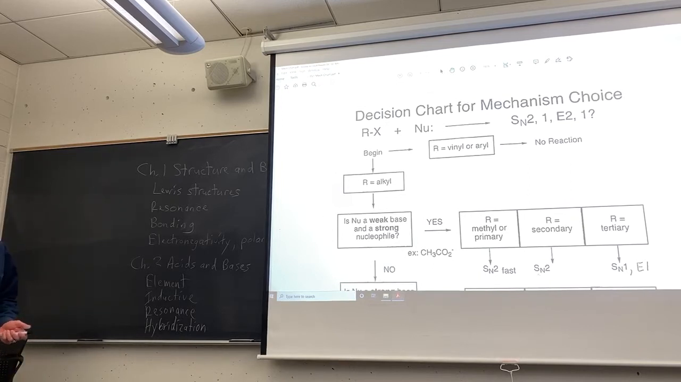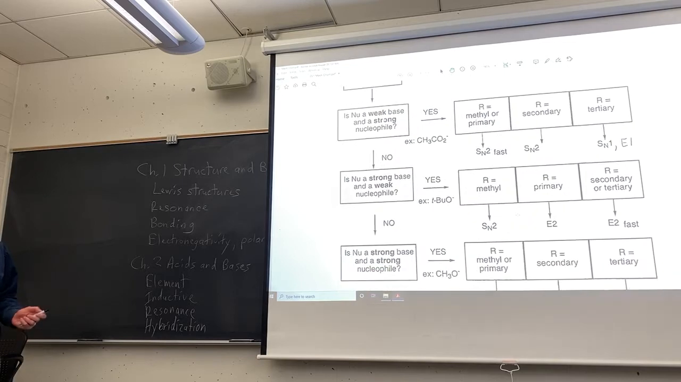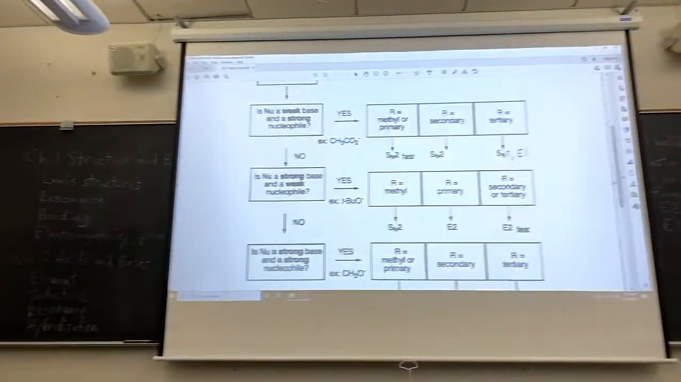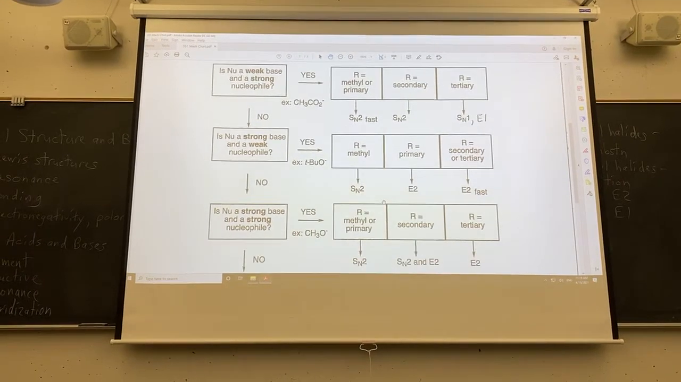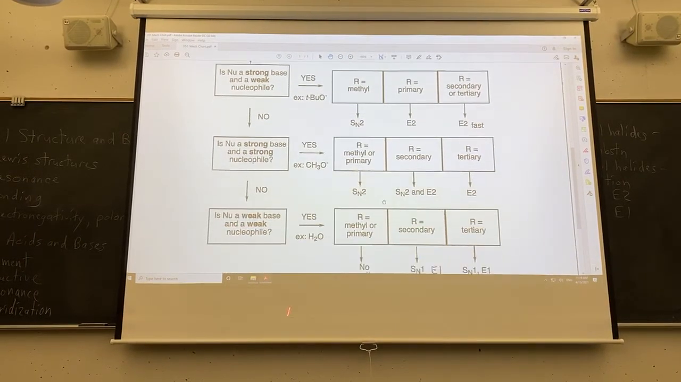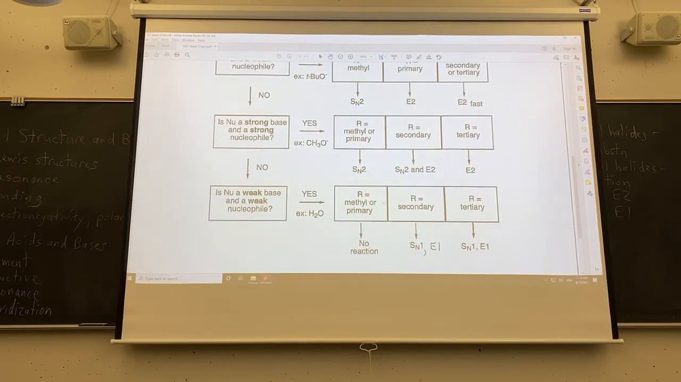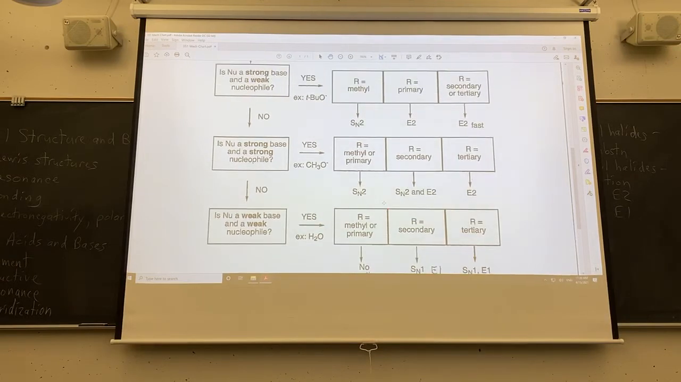So by determining which of the 4 categories your reagent fits into, weak base, strong nucleophile, strong base, weak nucleophile, strong base, strong nucleophile, or weak base, weak nucleophile, and then being able to determine what kind of alkyl halide you have, methyl, primary, secondary, or tertiary, can allow you to predict the outcome of the reaction. And remember, in some cases, there are mixtures. We always get SN1 and E1 together. In certain circumstances, we can have mixtures of SN2 and E2.